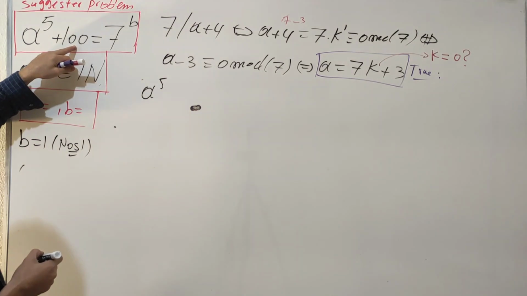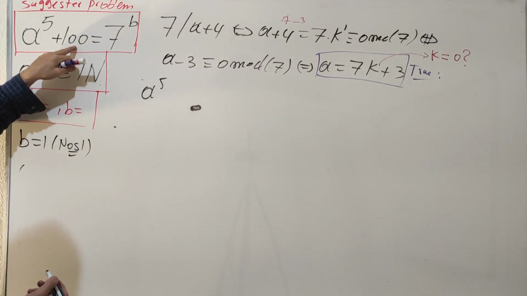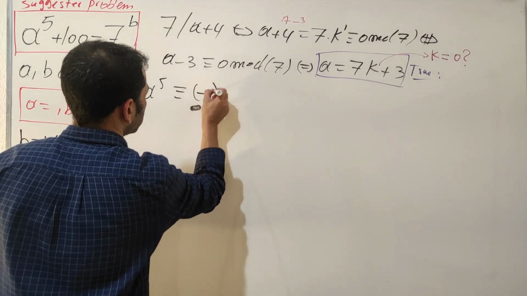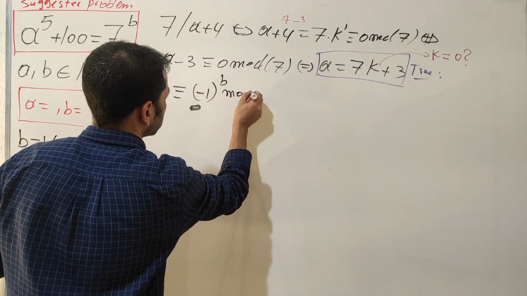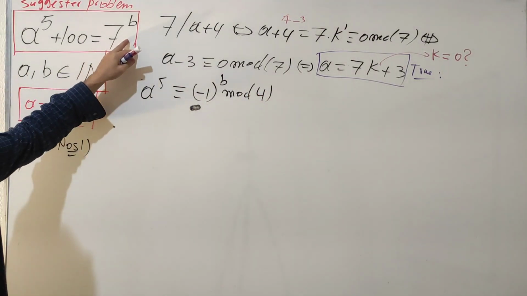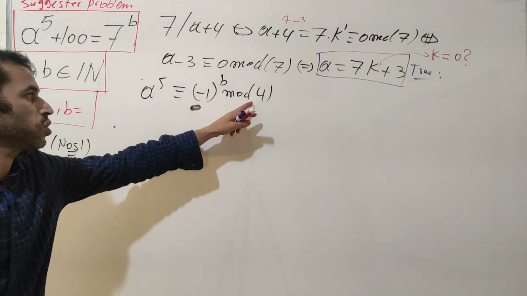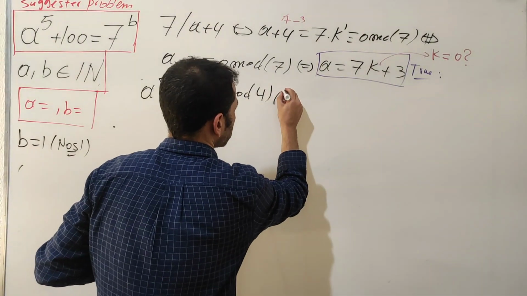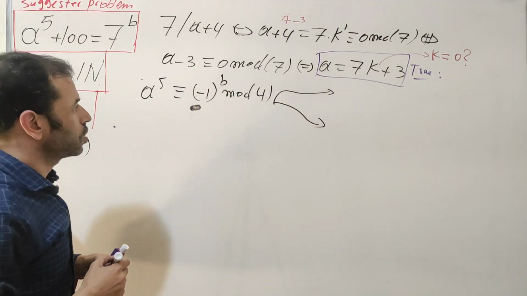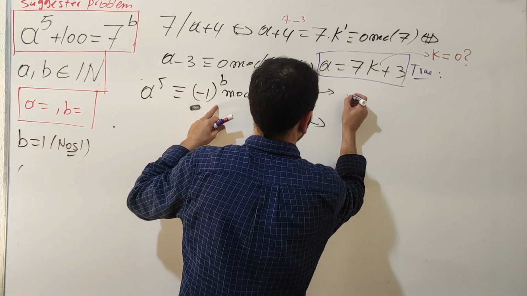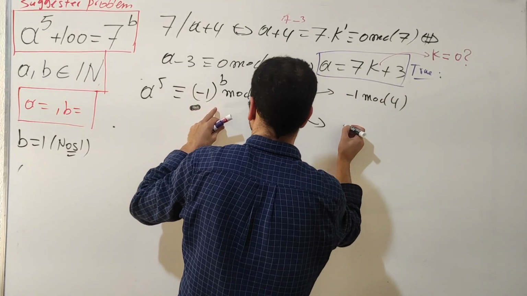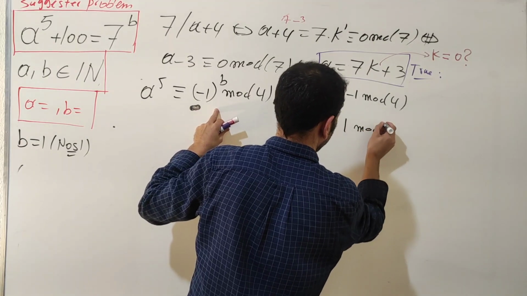This is clearly 0 because 100 divided by 4 is 25. This one is congruent to (-1)^b mod 4. Why that? Because we know 7 equals 8 minus 1, and the 8 part will be 0 as you divide it. So this gives us two things: it's going to give us minus 1 mod 4 or 1 mod 4.